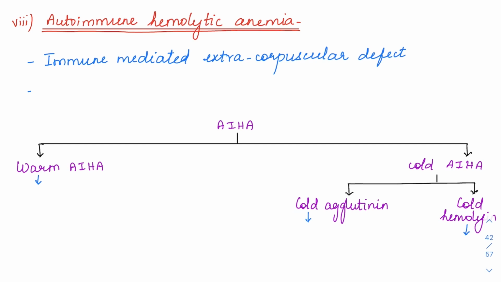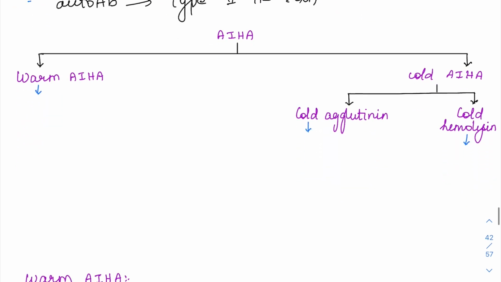It is just that autoantibodies are formed against these RBCs, and these autoantibodies are going to come and kill the RBCs, right? So it is an extracorpuscular defect here, but it is immune mediated because autoantibodies are formed. It is an example of type 2 hypersensitivity because antibodies are formed against fixed antigens on the RBCs, right? So the RBC's antigen is fixed. So it is a type 2 hypersensitivity reaction.